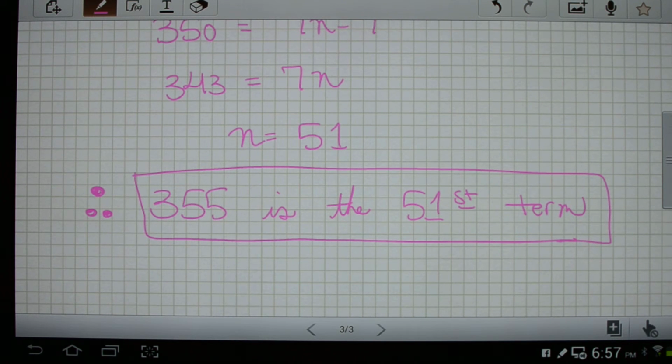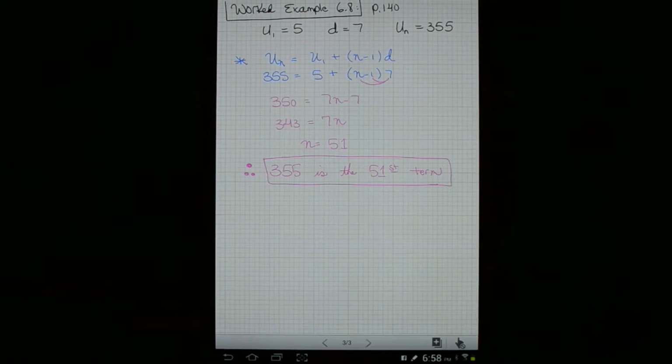Let me bring the mark scheme. Let me go pick that up. Not a mark scheme.